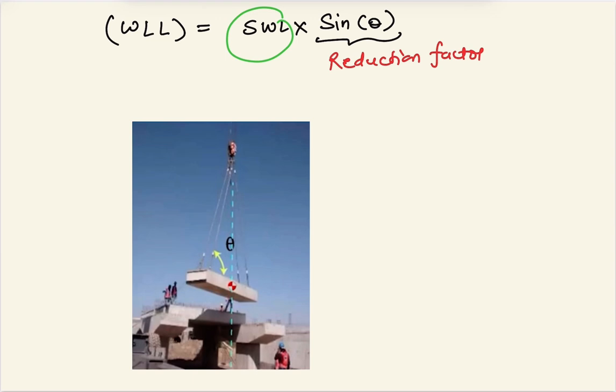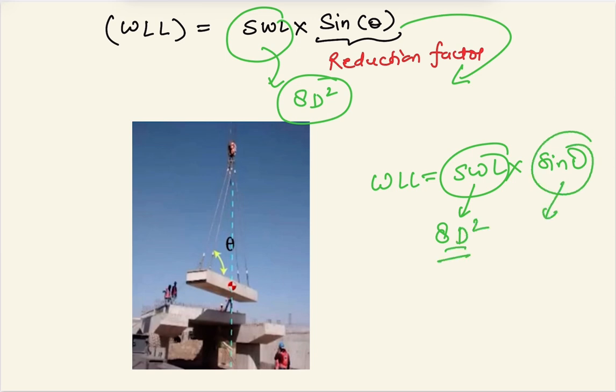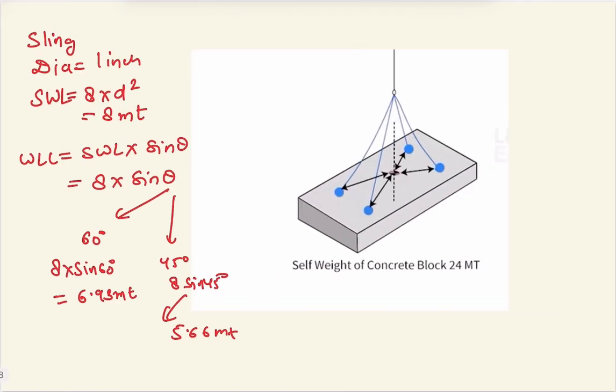If SWL is the capacity, 8 into d square, the formula for the sling that we are using, we have to multiply it with sin theta, then we will get the exact WLL. Whenever you have to do the calculation in a bridle hitch, WLL is equal to SWL into sin theta. SWL is the safe working load limit of the sling, calculated by the formula 8 into d square, and sin theta is the reduction factor. By this you can identify the WLL of the rope.